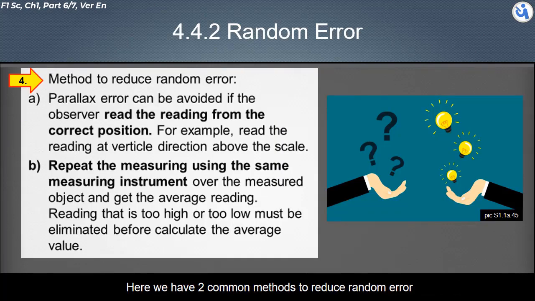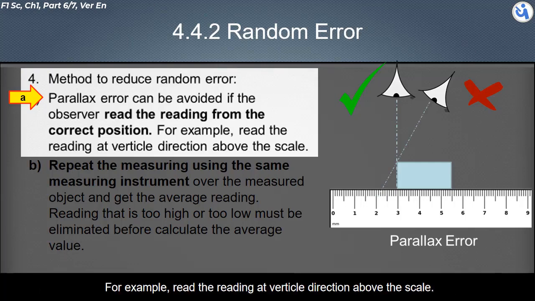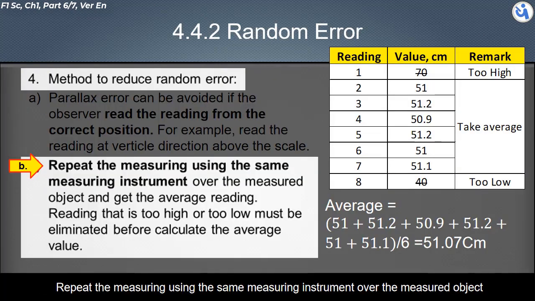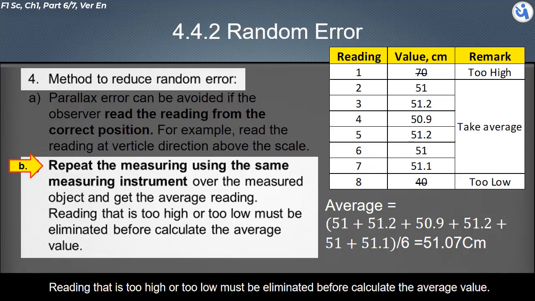Here, we have two common methods to reduce random error. For parallax error, it can be avoided if the observer reads the reading from the correct position. For example, read the reading in the vertical direction above the scale. Repeat the measuring, using the same measuring instrument, on the measured object, and get the average reading. Readings that are too high or too low must be eliminated before calculating the value.